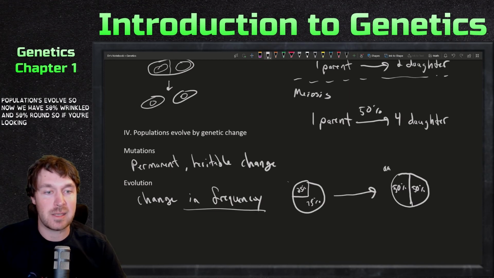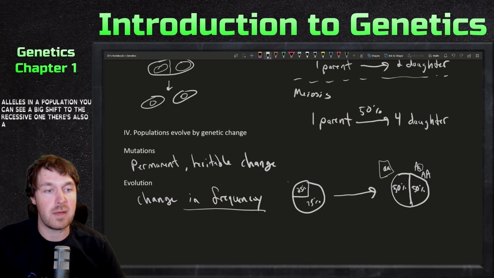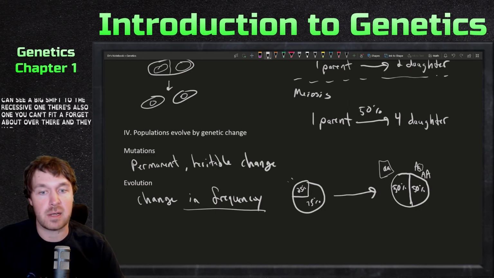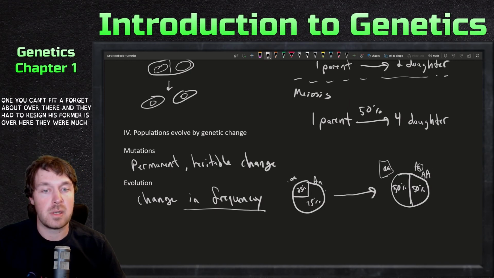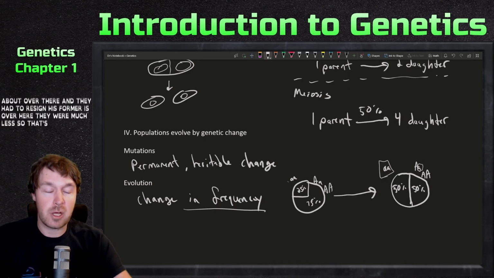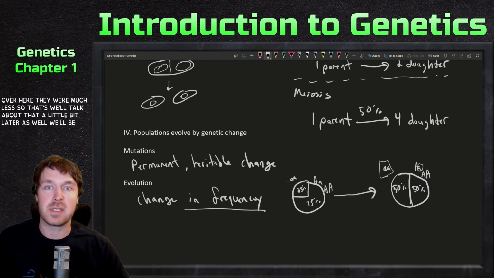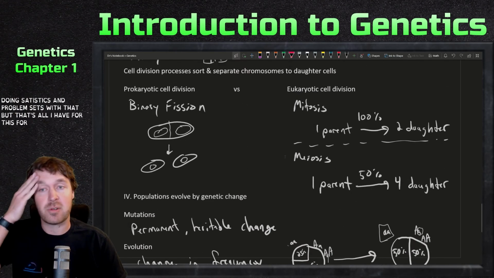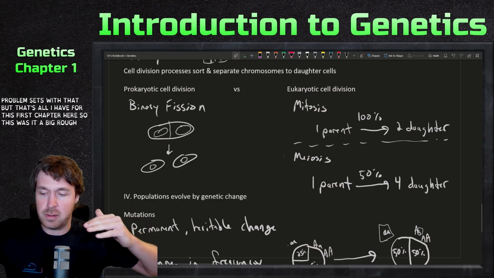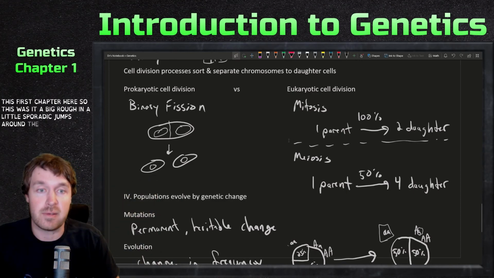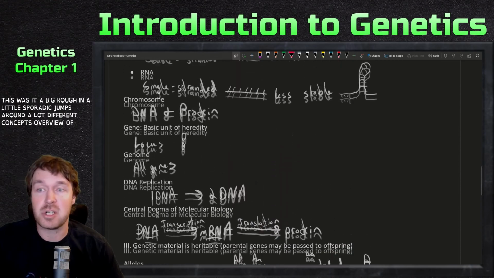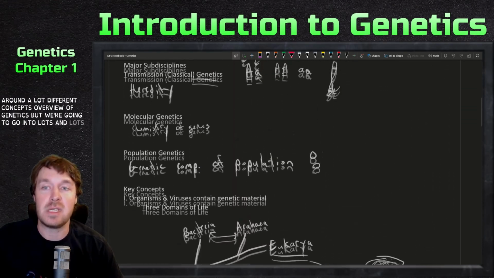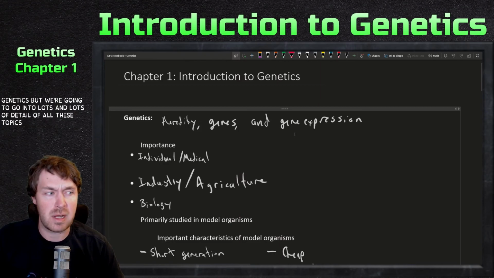So if you're looking at the actual alleles in that population, you can see a big shift to this recessive one. There's also one you can't forget about over there in the heterozygous form, whereas over here, they were much less. So we'll talk about that a little bit later as well. We'll be doing statistics and problem sets with that. But all right, that's all I have for this first chapter here. So this was a big, rough, and a little sporadic overview of genetics that jumps around a lot of different concepts. But we're going to go into lots and lots of detail of all these topics throughout this YouTube series.